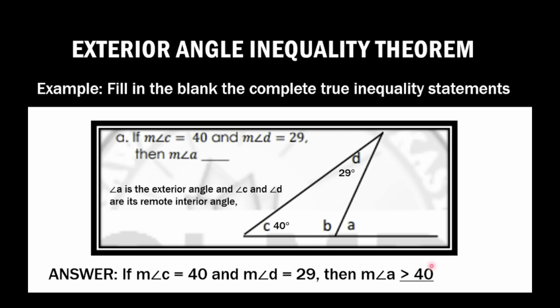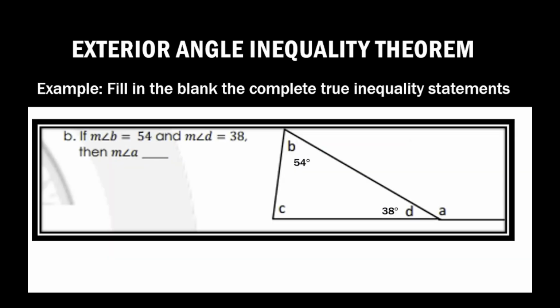But what do you think is the exact measure of angle A according to our third quarter lesson? Ano sa tingin nyo ang measure ni angle A? So the measure of angle A is 69. That is based on the measure of the exterior angle being equal to the sum of the two remote interior angles. So, yan ay yung laging lesson natin ng third quarter, equality of triangle. Okay? So, the correct answer here: the measure of angle A is greater than 40.